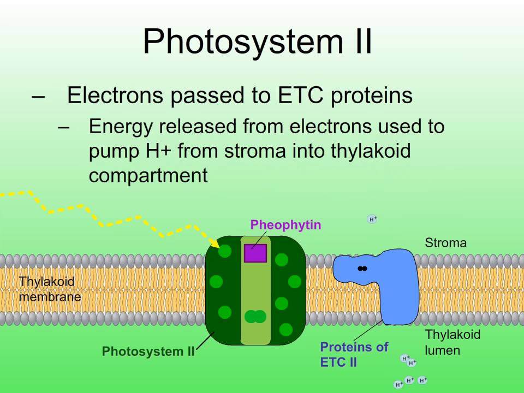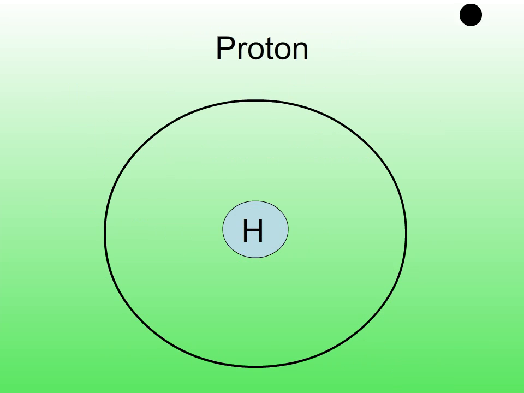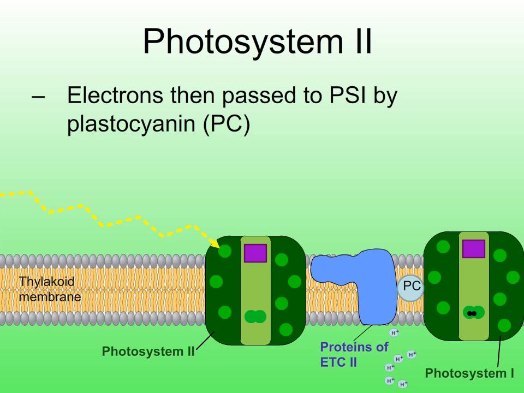The ETC uses the energy in these electrons to pump protons from the stroma into the thylakoid. Remember, protons are hydrogen atoms with an electron removed. After this, the low-energy electrons are transferred to a molecule called plastocyanin, which puts them into the reaction center of PS1. We will see what PS1 does in a little bit, but let's see what happens to those protons first.